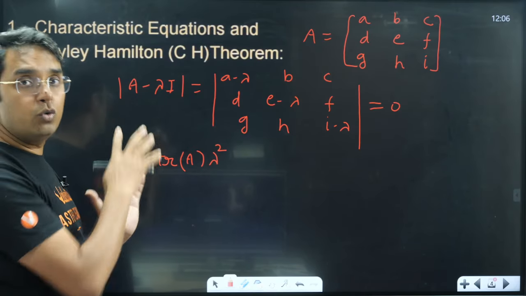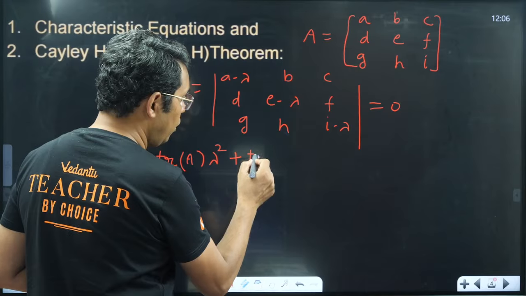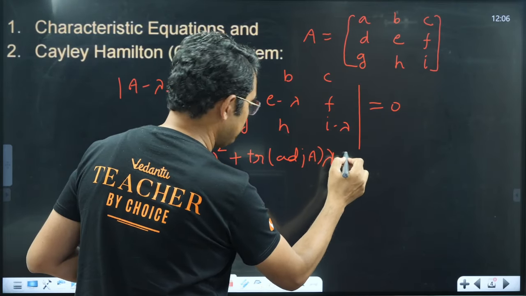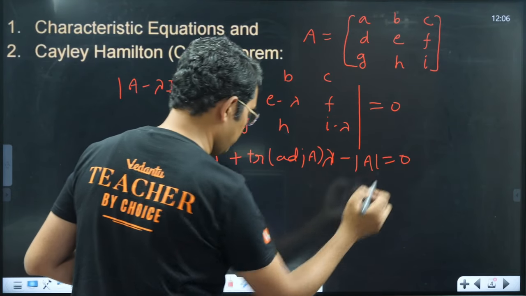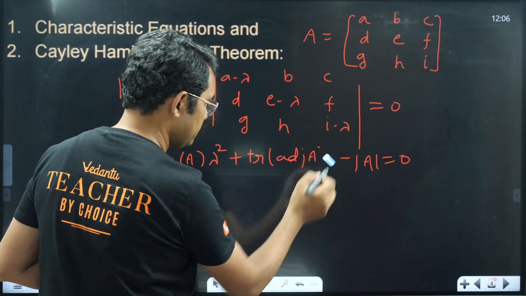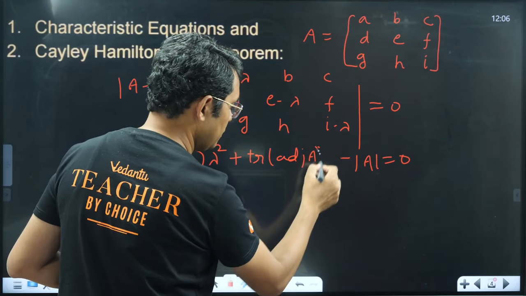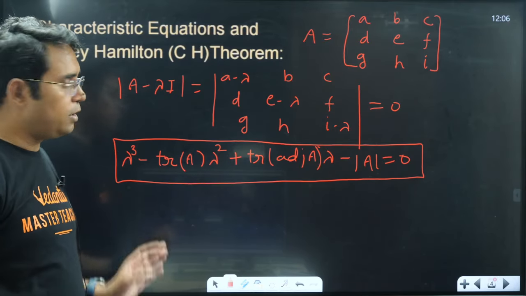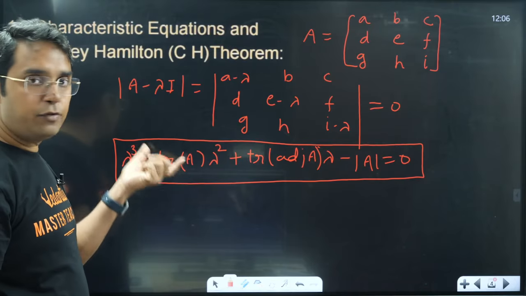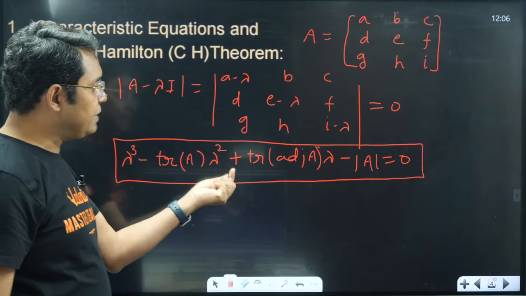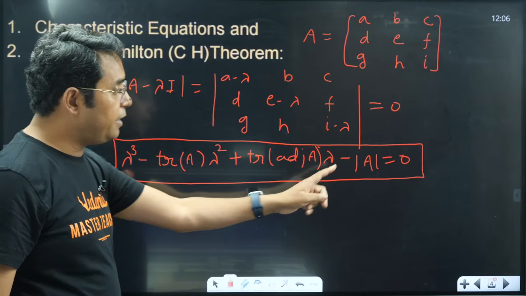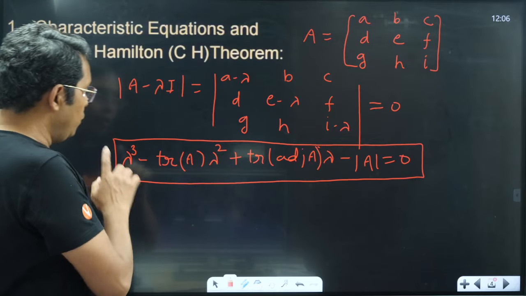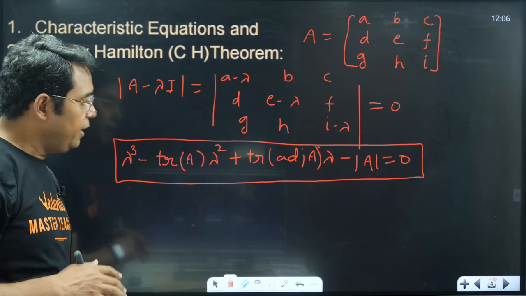It looks similar to 2 into 2. Then plus the trace of adjoint of A into lambda, minus determinant of A, equal to 0. So this is the characteristic equation of any 3 into 3 order matrix. Lambda cube, then minus sign, trace of A. It was the same in 2 into 2 also. Then plus sign, trace of adjoint of A. Then minus sign and then determinant. In 2 into 2 there was also the determinant, but there was a plus sign, because it was a quadratic. So you can see for cubic it will be like this. Beyond that it will be more complicated.